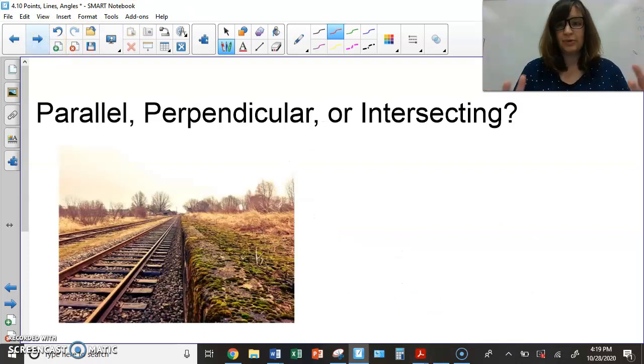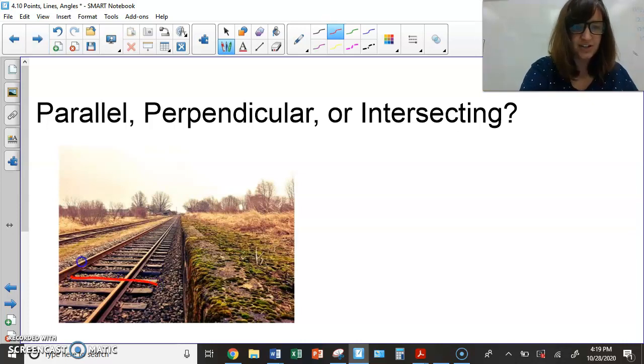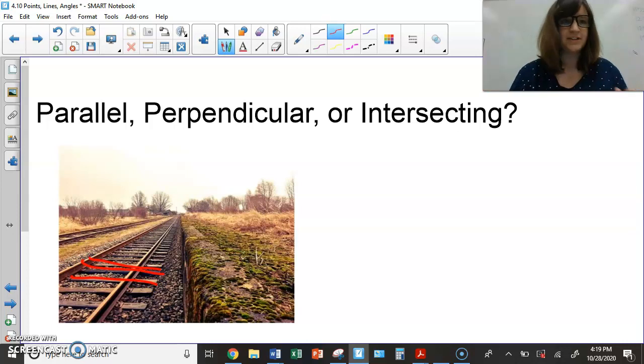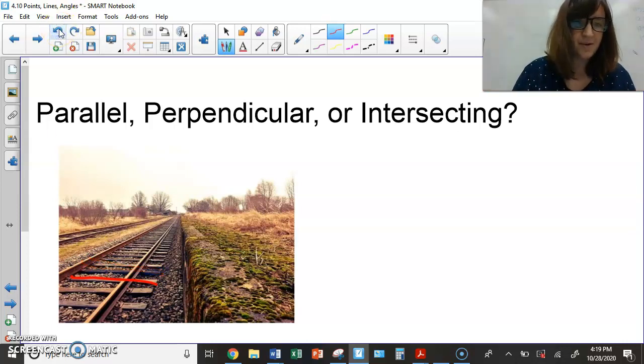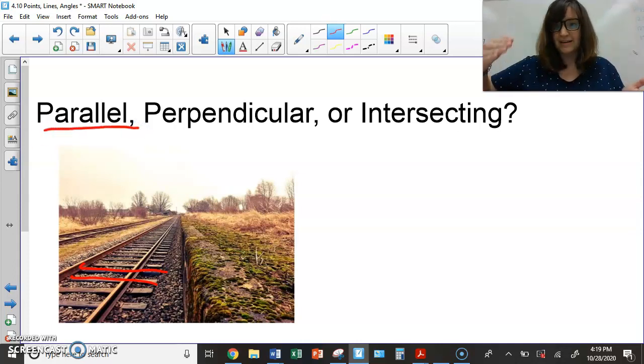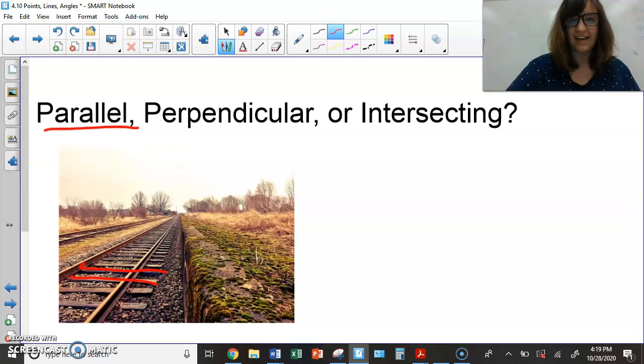So let's look at some real life examples and pictures, and let's see if we can find some examples of how parallel, perpendicular, and intersecting occur in nature. So these are railroad tracks right here, okay? So you see each of these little slats right here, my lines are far from perfect. In fact, they're pretty bad. But these lines run parallel to each other, right? Okay, because they are the same distance apart and they're not crossing.